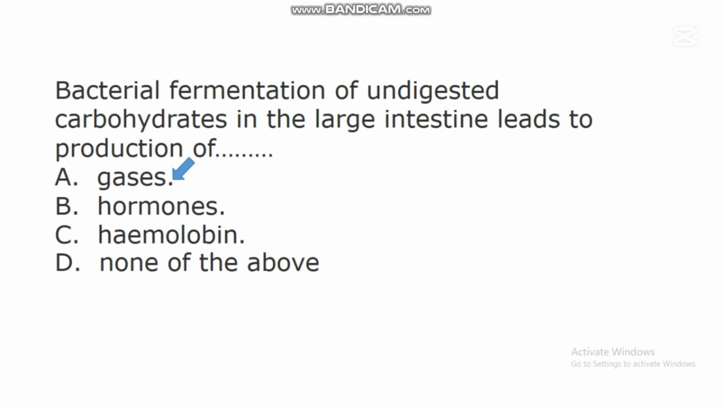There are bacteria that live naturally in the large intestine, and they play some roles there. One of the roles they play is that they metabolize undigested carbohydrates, and in the process of metabolizing these undigested carbohydrates, they will generate some gases in the large intestine.